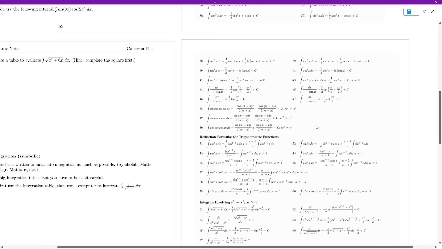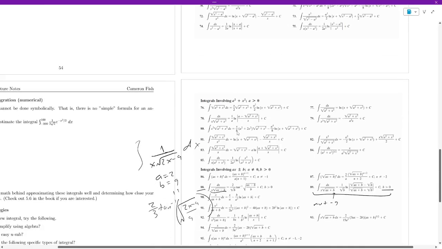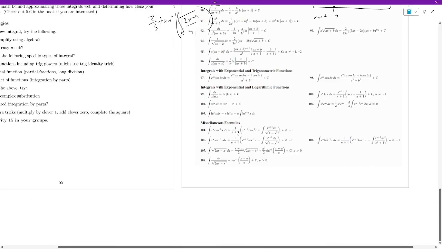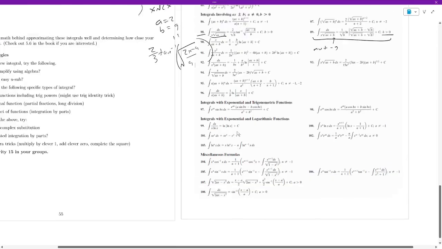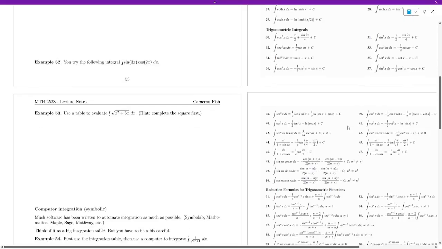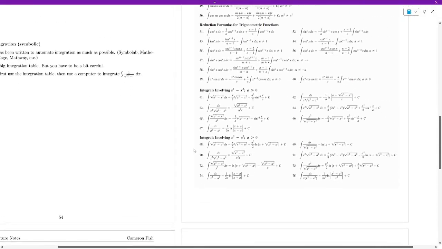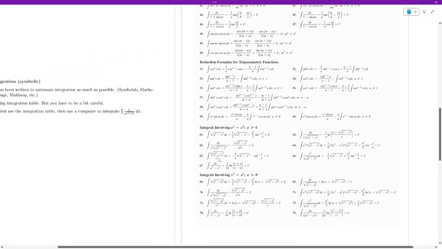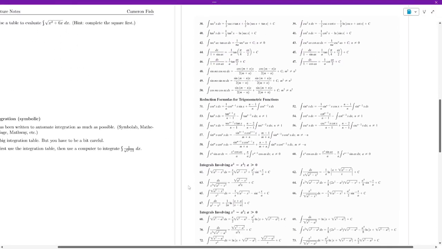Actually, I can't promise that. Maybe there's something weird. It's a pretty big table, but we do know that this almost looks like it could be like a squared plus x squared or a squared minus x squared kind of thing. And we know, for example, down here, look at this guy. This is root of x squared minus a squared. So we don't literally have x squared minus a squared. We have x squared plus 6x. So we're looking at this one.